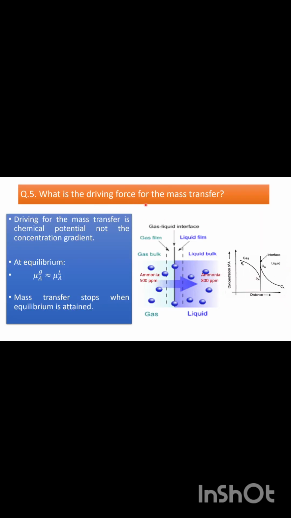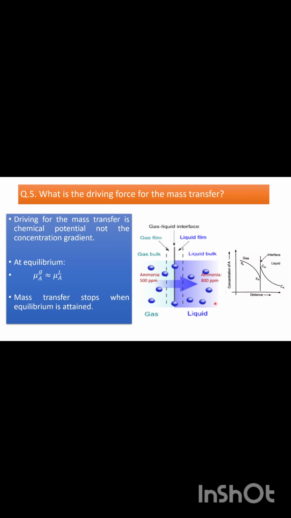What is the driving force for the mass transfer? The driving force for mass transfer is chemical potential, not the concentration gradient. At equilibrium, the chemical potential of a component in the gas or vapor phase is equal to the chemical potential of that component in the liquid phase. Mass transfer stops when equilibrium is attained.